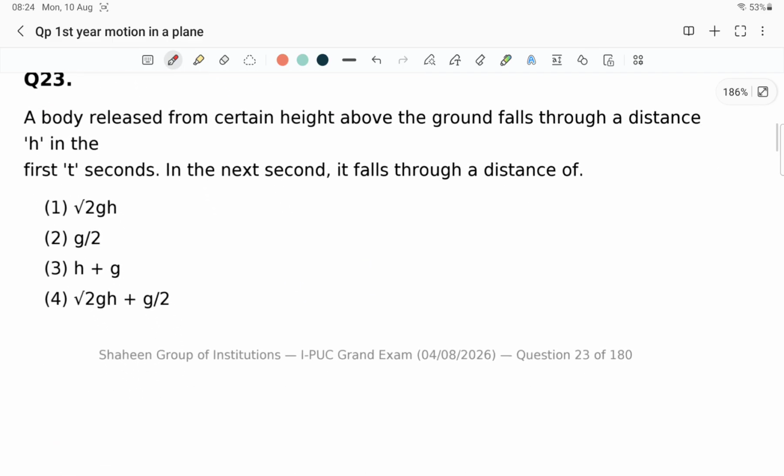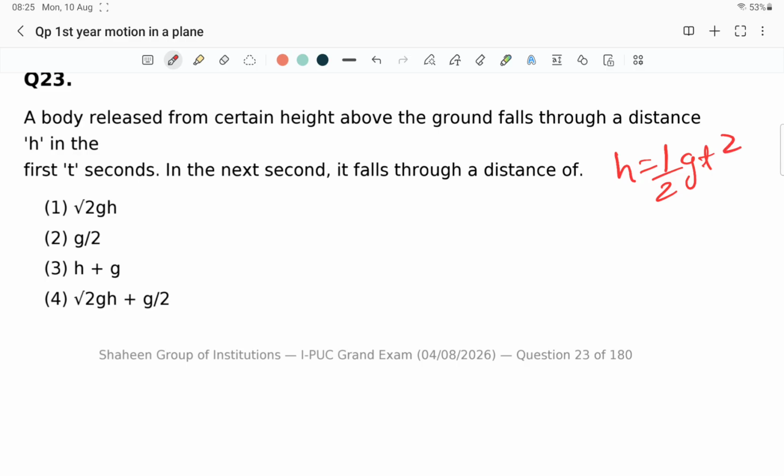Okay. Question number 23. A body is released from a certain height above the ground, and falls through a distance h in the first t seconds. In the next second, it falls through a distance of how much? The distance in the first t seconds, h, can be taken as half gt square. After t seconds, how much will the velocity be? First, the distance in the first t seconds, I can write h is equal to half gt square.